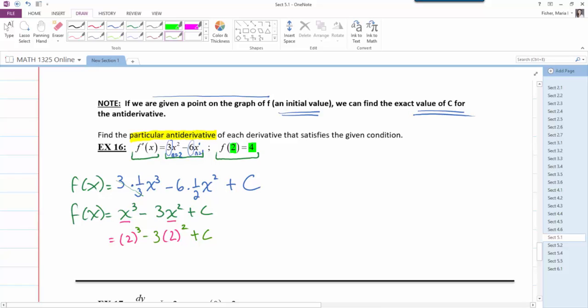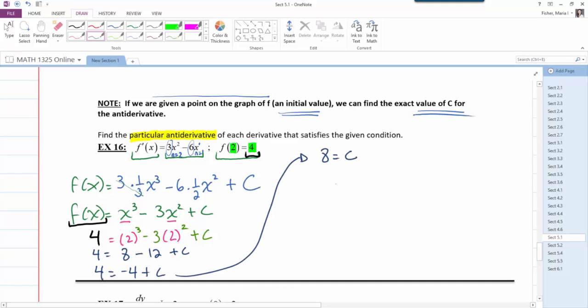And my y, or my f of x, is equal to 4. So if I look at this, I actually have enough information here to solve for C. If I work this problem out, I get 4 is equal to 8 minus 3 times 2 squared. Well, 2 squared is 4, so 3 times 4 is 12, plus C. So 4 is equal to, here, 8 minus 12 is a negative 4, plus C. If I add 4 to both sides, I end up with 8 is equal to C.